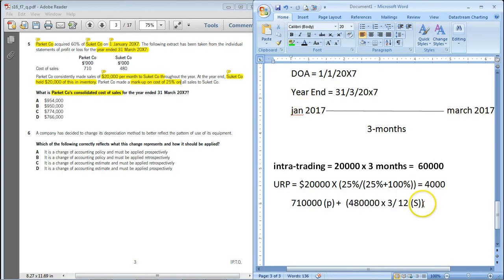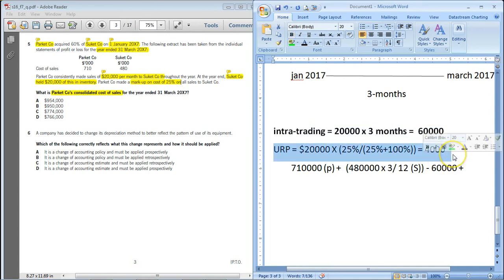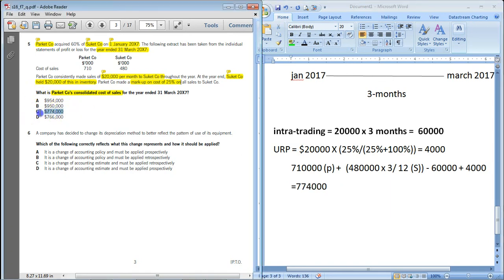And remember I said you have to credit COS. You have to minus your intra-trading, which is 60,000 that you got just now, the full amount. And don't forget the effect of the URP, which is you have to debit COS. When you debit, you have to plus the 4,000. So the value that you will get when you use your calculator is 774,000, which is C. The answer is C.